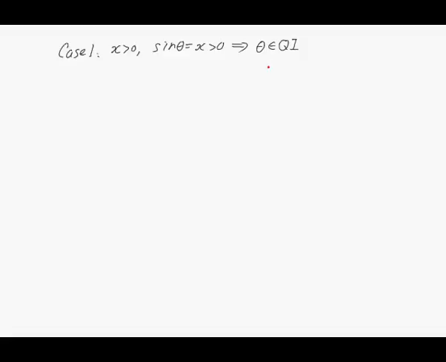So now theta is in quadrant 1, then this implies tangent theta is also positive, right? That means tangent theta, which is also the tangent of arc sine x, because theta is equal to arc sine x, is positive because theta is in quadrant 1, where tangent is positive.